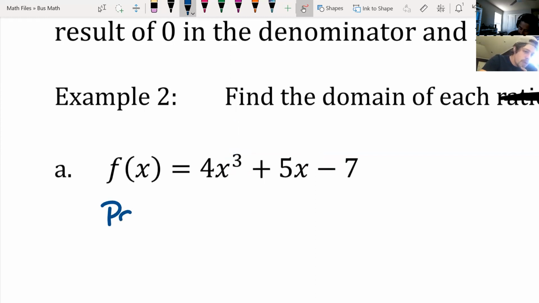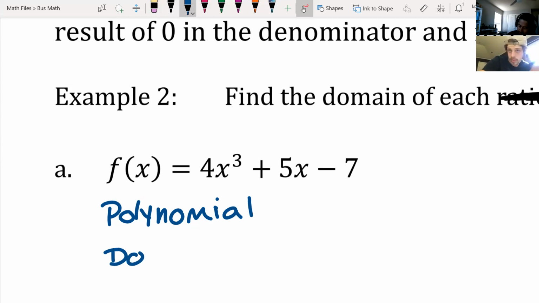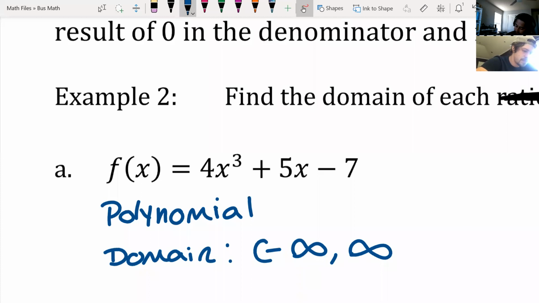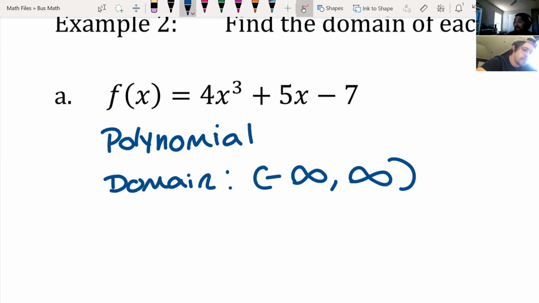So first, I'm gonna write what function we have. We have a polynomial function, and the domain of a polynomial function, this one's easy. The domain of any polynomial function is the set of all real numbers, or the interval notation of -infinity to infinity. And this will be the domain for any polynomial function. We can say all real numbers.